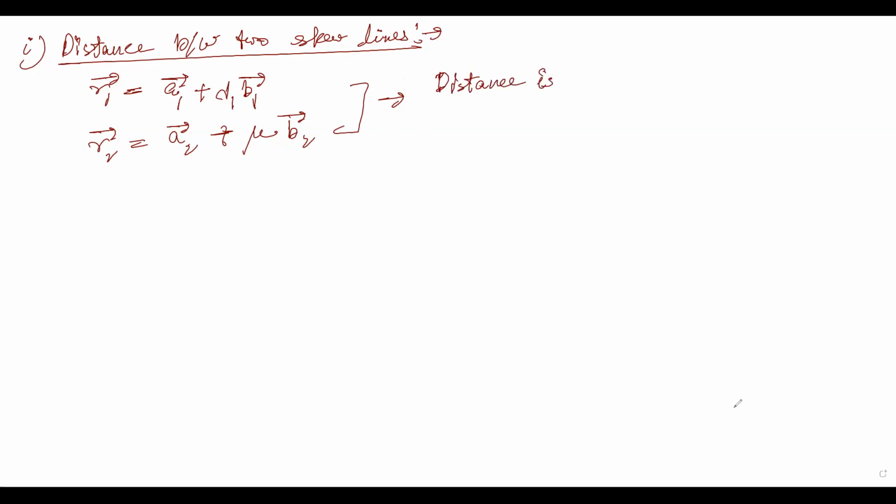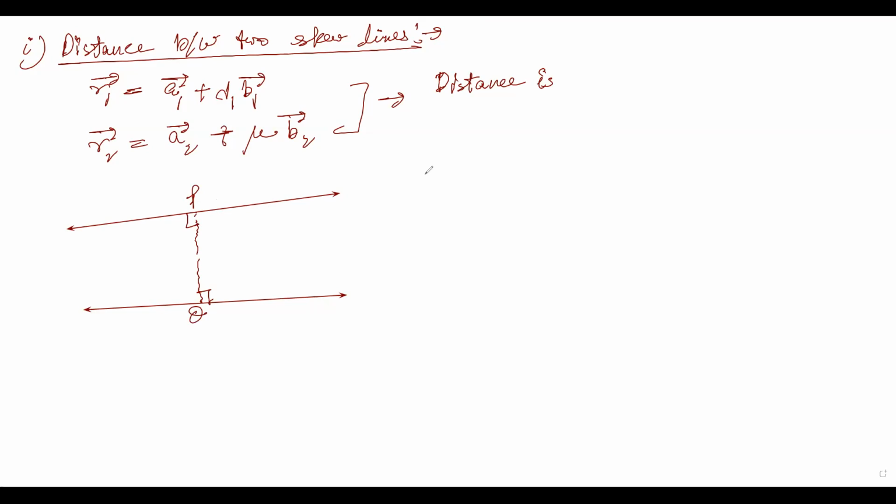The two lines will be passing through somewhere like this. This will be the perpendicular distance. This distance would be called the shortest distance as well. This will be the shortest distance between these two skew lines.